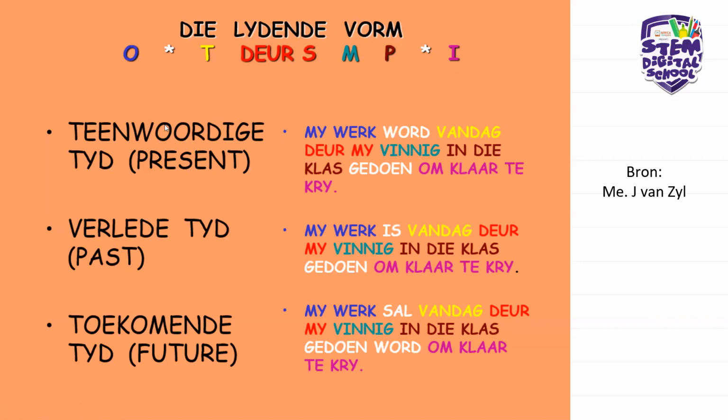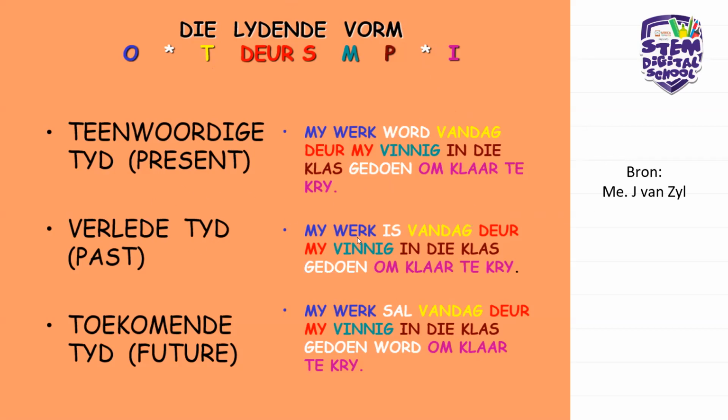When I've got a sentence written in the present tense, then the sentence will look like this. My werk, object, woord, first verb, vandaag, the tyd, then the word duur. So remember woord and duur. Words I use in the present tense when I write the sentence in the Lydende vorm. Duur my, referring to the subject. Vinnig, in die klas, gedoen, the G in front of the main verb. And then the infinitive, om klaar te kry.